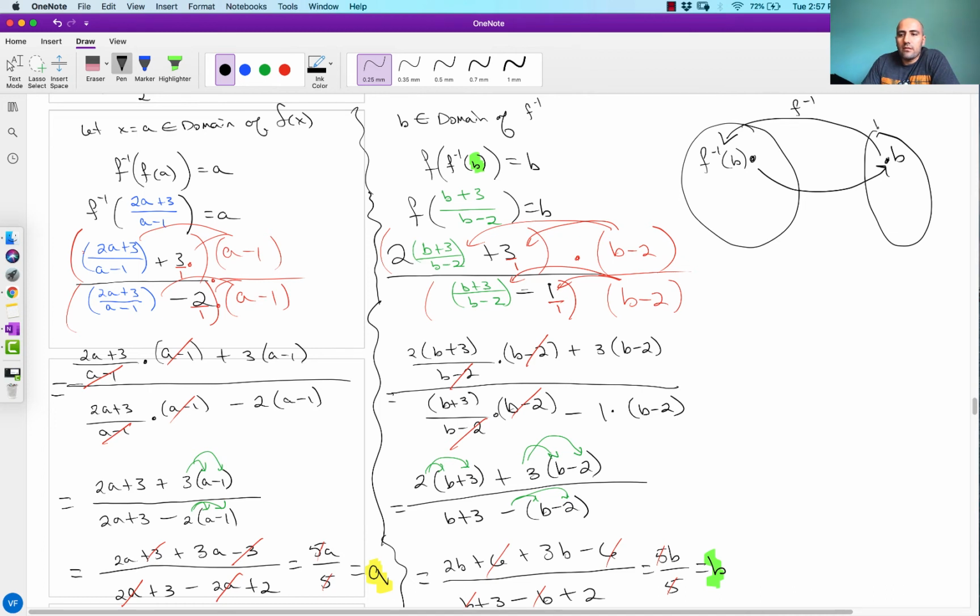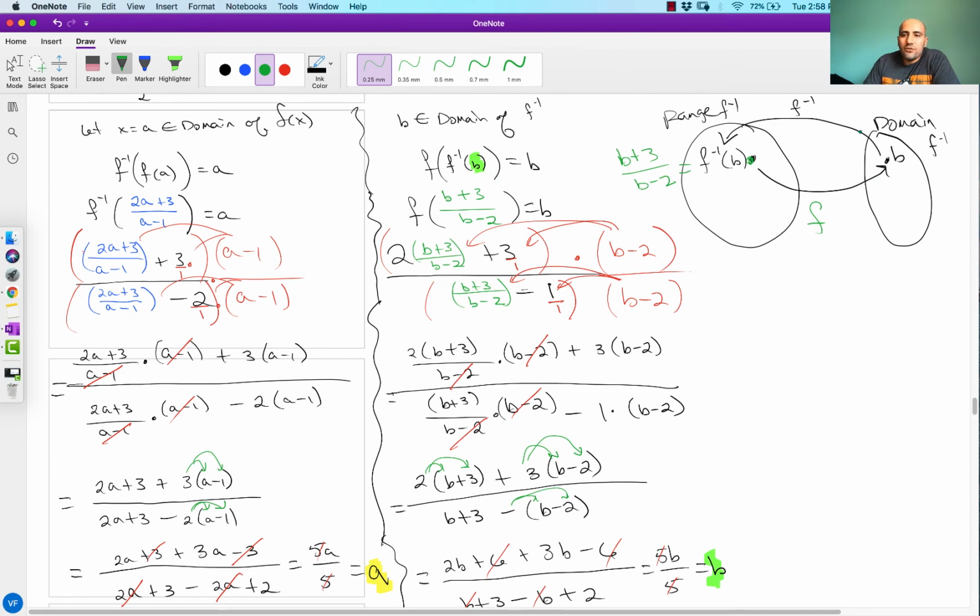Started off with b in the domain of f inverse. This is the domain of f inverse. And then it took me to some value in the range of f inverse. This value right here, namely this one. So this one is b plus 3 divided by b minus 2. That's this point here. And then we applied that one into the f function. And then it brought me right back to b.